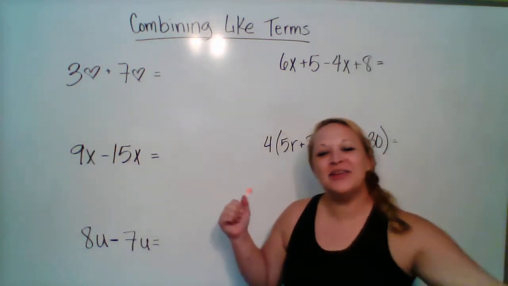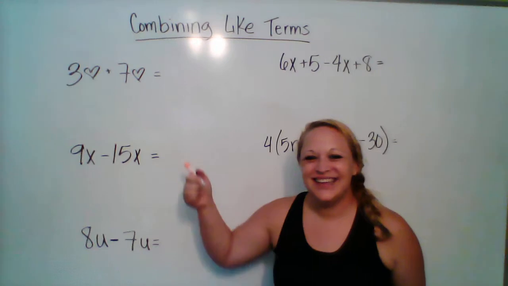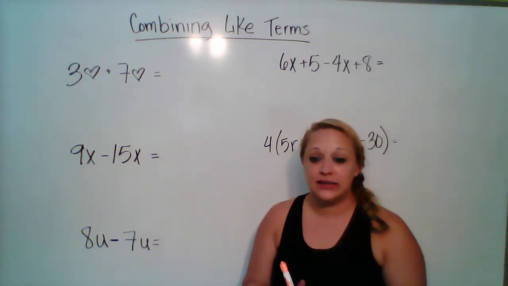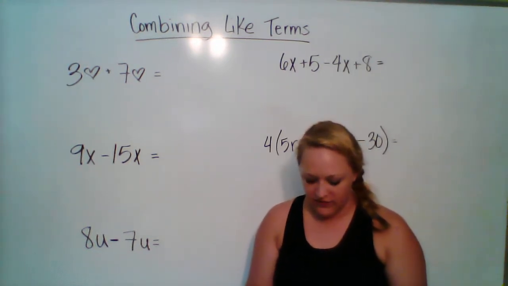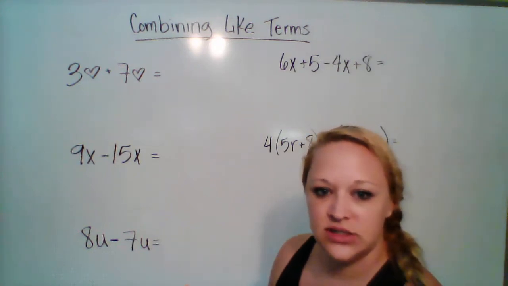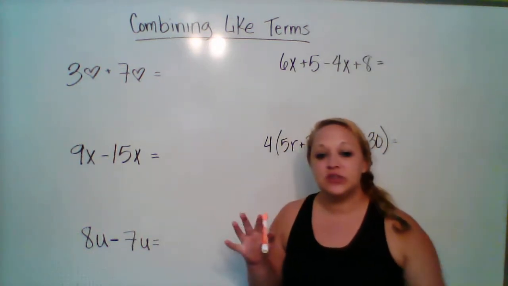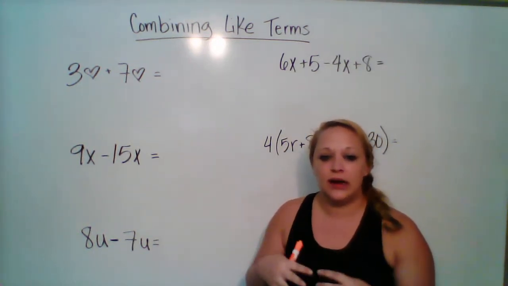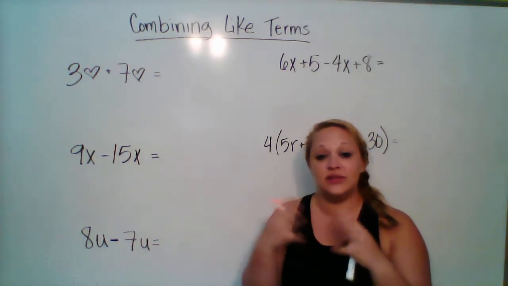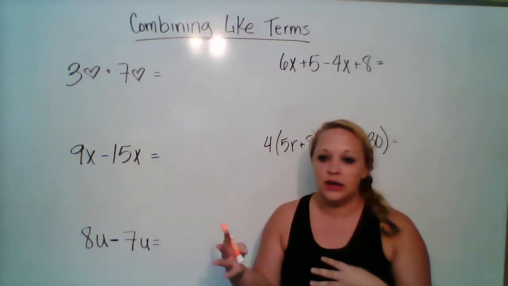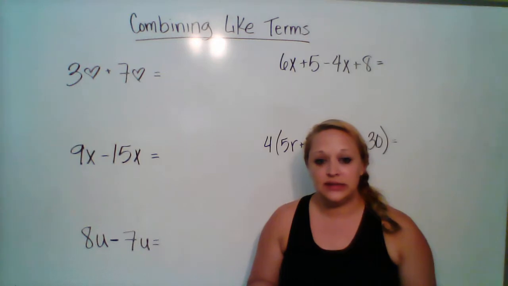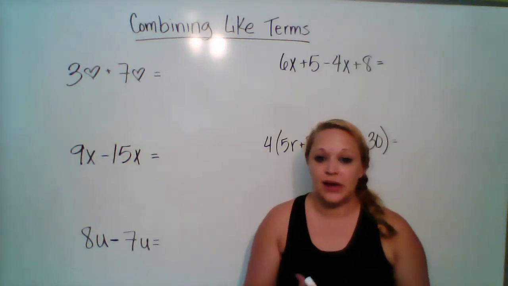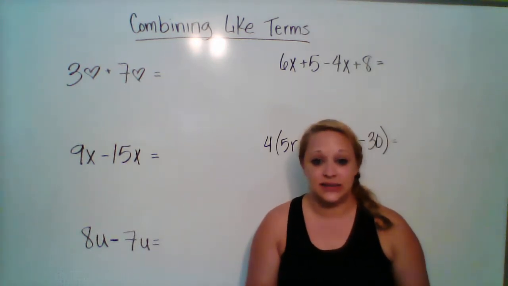Alright guys, we're going to talk about combining like terms. This is what we did in class, and most of y'all did fine, but just in case you needed a refresher, here we go. When you're talking about combining like terms, a term is a variable. It's what something has in common. Before we do anything, we're going to talk about the difference between a coefficient and a constant.